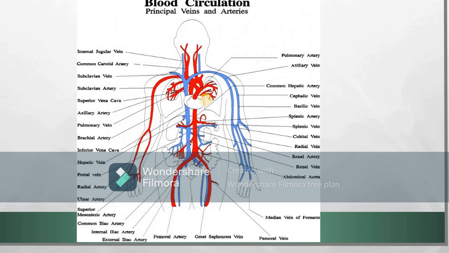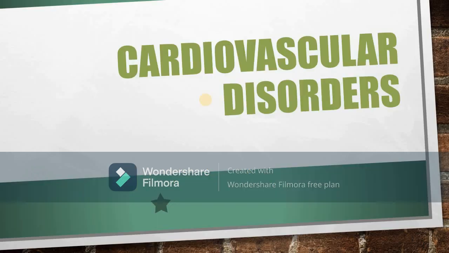That means arteries are giving blood to the whole body, spreading it everywhere, and after the transport of oxygen, the blood is collected and comes back to the heart through the veins, and that is called the venous system.